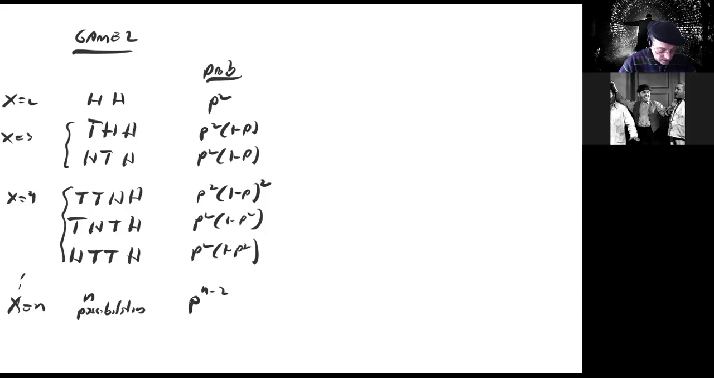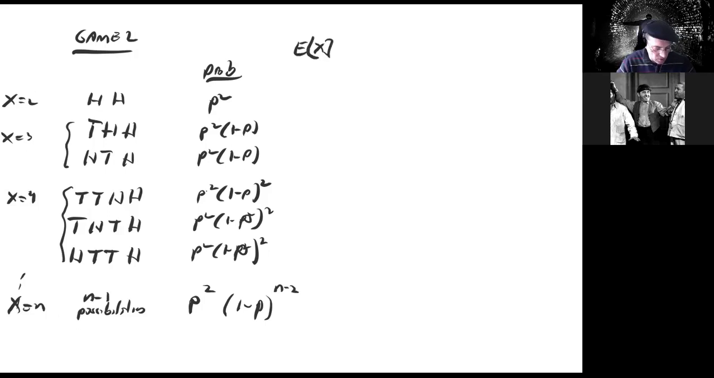Actually, it's n minus 1 possibilities. So p to the n minus 2. So when x is 4, you get a p squared. And then 1, and this is a 1 minus p squared here. And then there's going to be a 1 minus p to the... I'm sorry, I'm messing this up. It's not p to the n minus 2, it's a p squared times 1 minus p to the n minus 2. So the expected value can be written down from this.